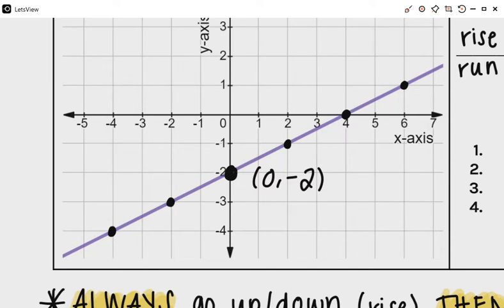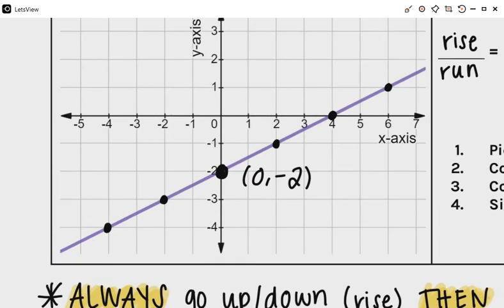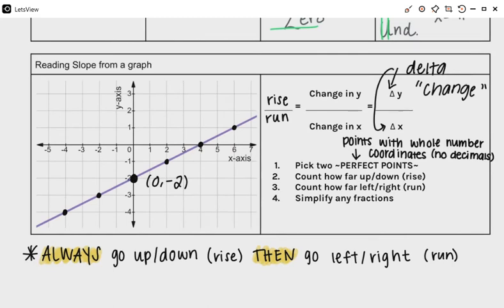Okay, so that's step 1. And you only need 2 points to find slope. You can use this one and this one, this one and this one, this one and this one. It doesn't matter. You just need 2, okay? So we have our points.